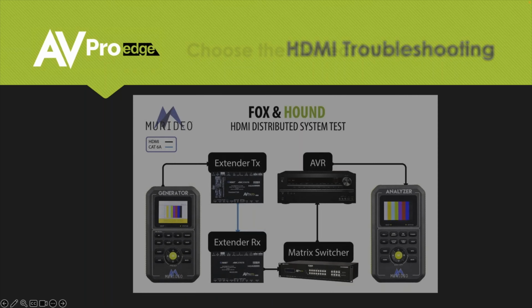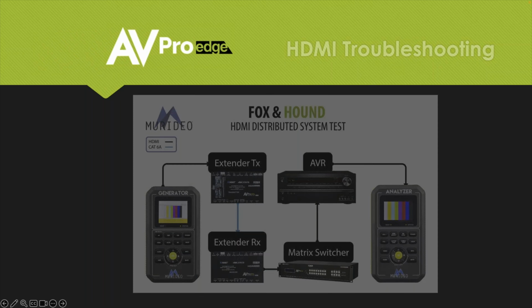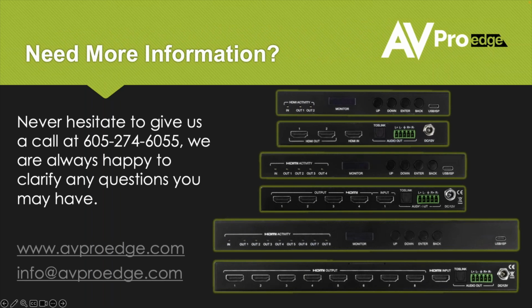We do have a smaller version of that for use in the field called the Fox and Hound. If you don't know what's wrong with your HDMI signal path, our Fox and Hound will find out for you. Also works great for testing cables. You can test your entire system all the way through the chain, emulate your source, and emulate your sink, which is your display. So if you have any questions about that or anything else, don't hesitate to give us a call.